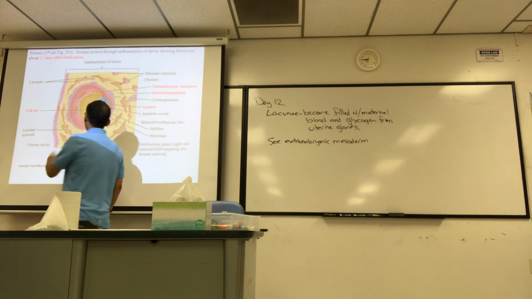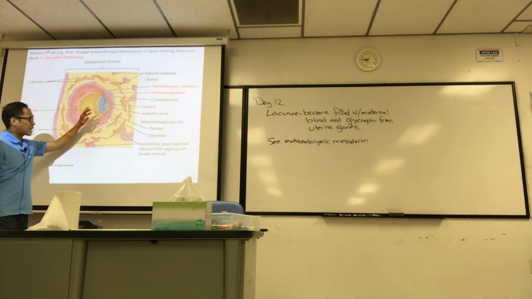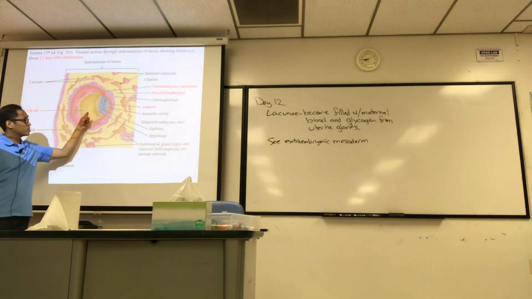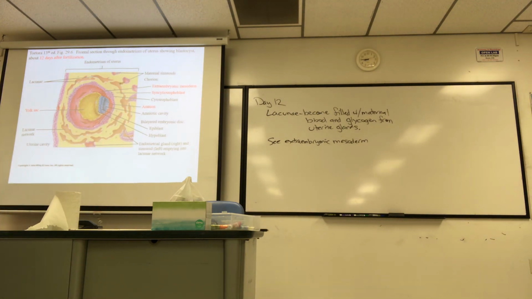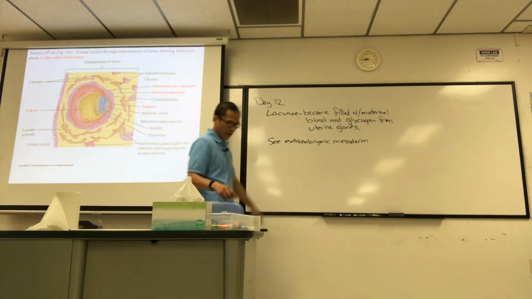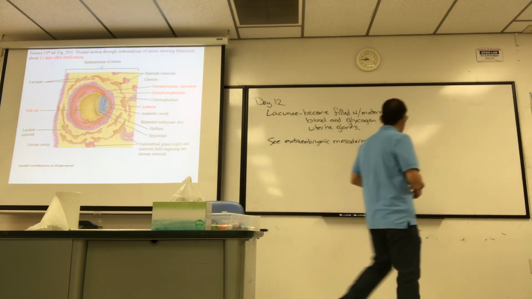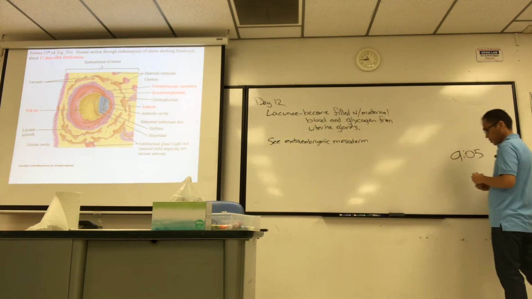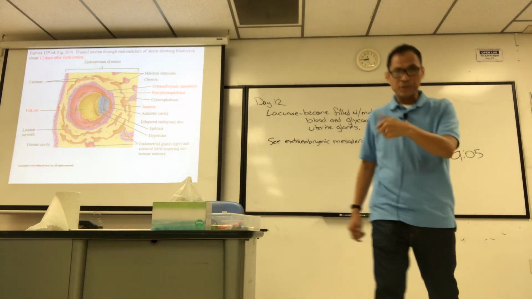So we still have our bilaminar embryonic disc. I won't rewrite it. I'll just write things that are new. And we still have the two balloons, the amnion and the yolk sac. Okay, let's take a 20-minute break, around 9:05. I want to continue on with this.